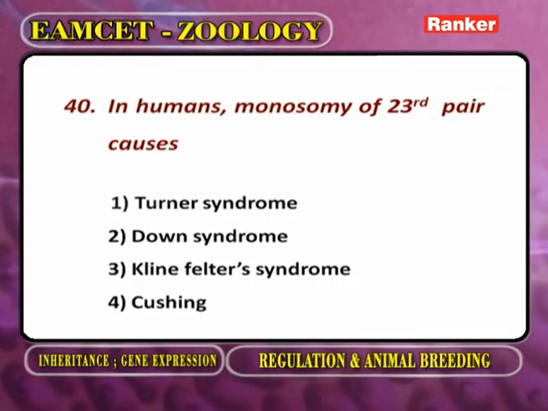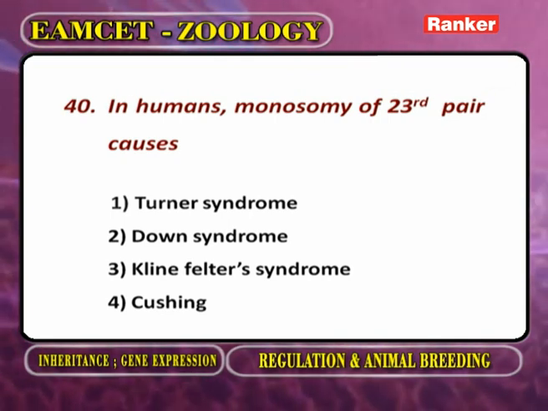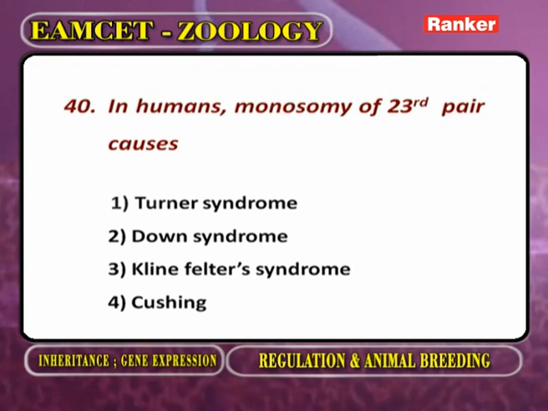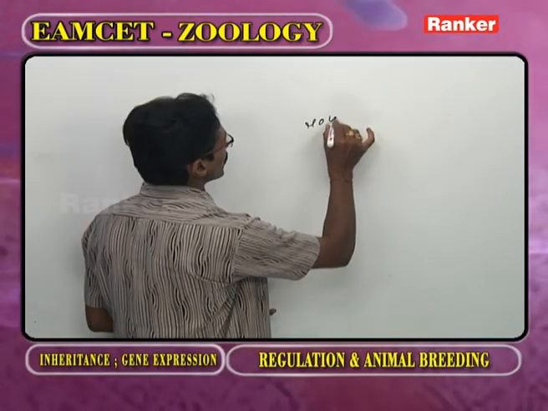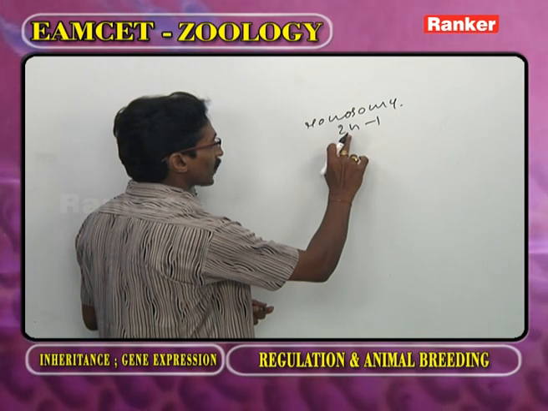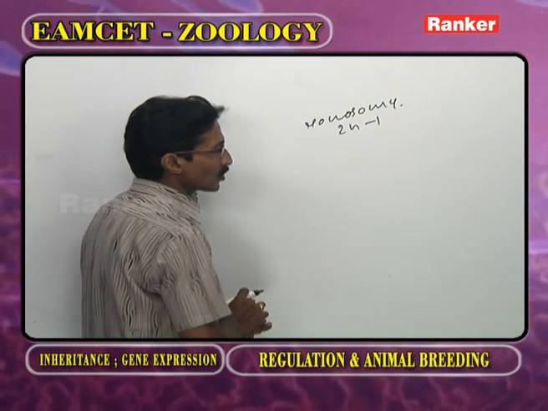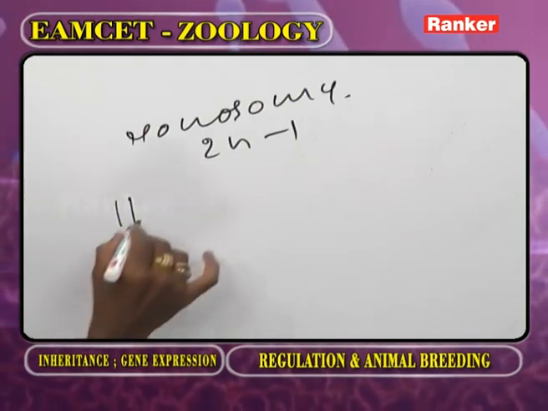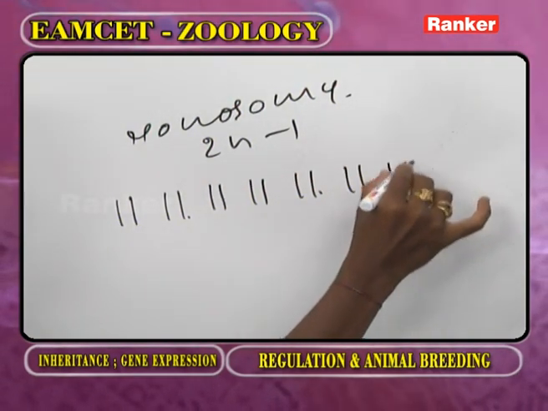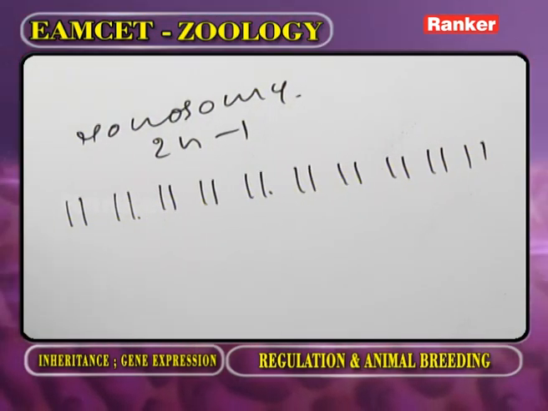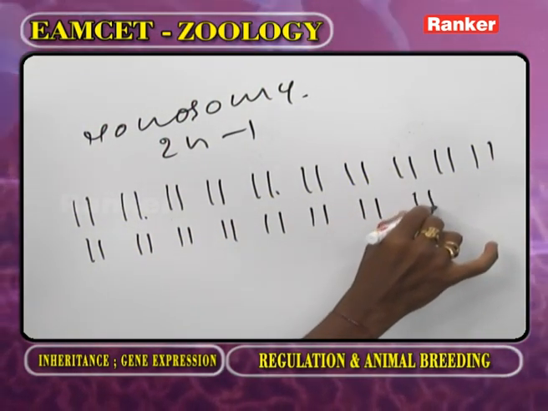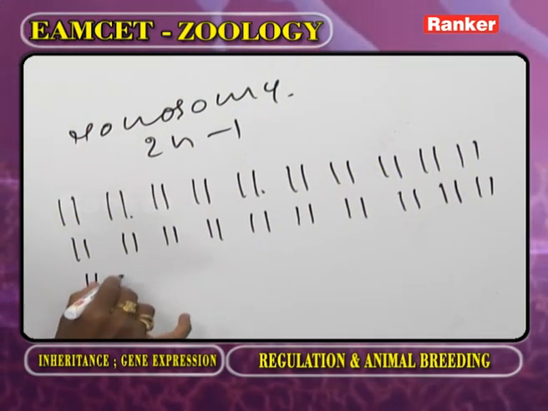Next question. In human beings, the monosomy of the 23rd pair chromosome causes. Now what is meant by monosomy? That is 2n-1. From the diploid chromosomes, we remove one chromosome. For example, this is the first pair of chromosomes, second pair, third pair, fourth, fifth, sixth, seventh, eighth, ninth, 10th, 11th pair, 12th, 13, 14, 15, 16, 17, 18, 19, 20, 21, 22.